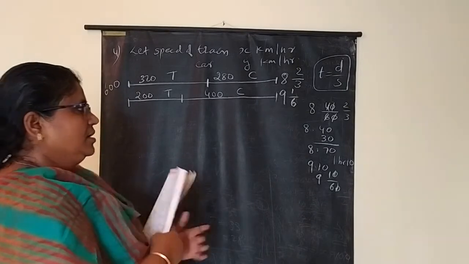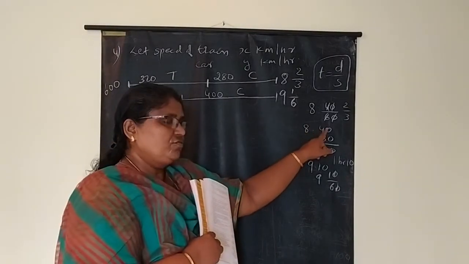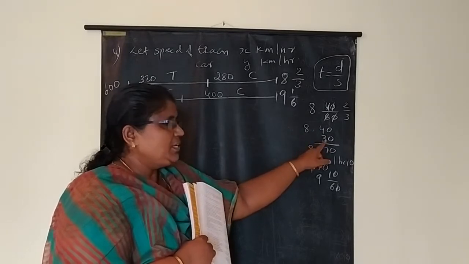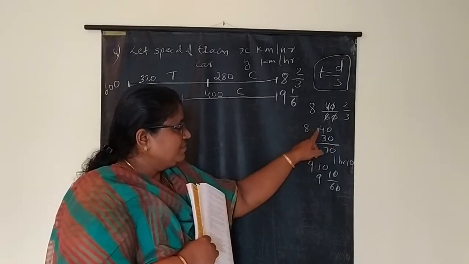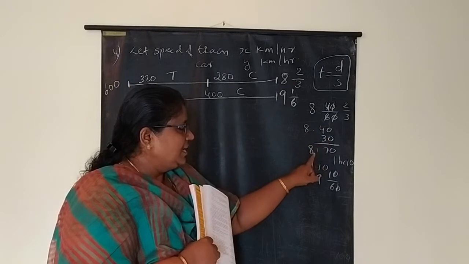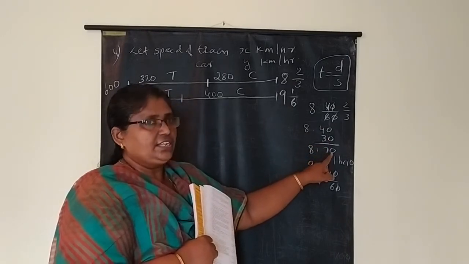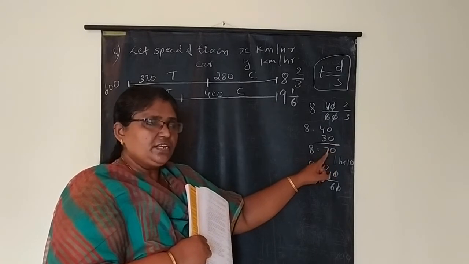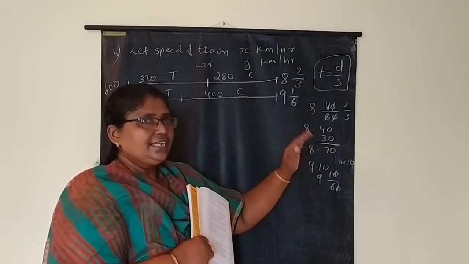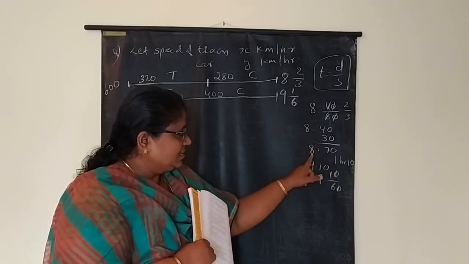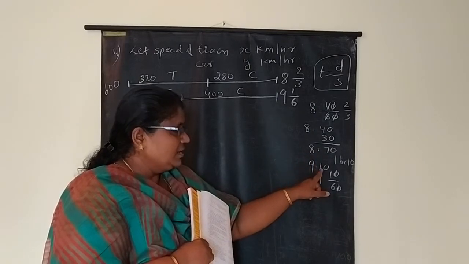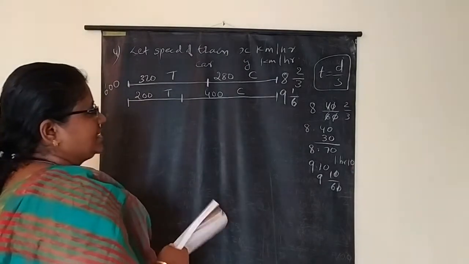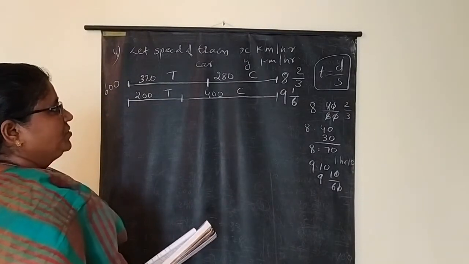Understood the point? Here 8 hour 40 minutes required. Second case he took 30 minutes more. Means 8 hour 40 minutes plus 30, that is 8 hours 70 minutes. 70 minutes means what? 1 hour 10 minutes. So that 1 hour is adding here. So 9 hour 10 minutes is 9 hour 10 by 60, that is 9 and 1 by 6.